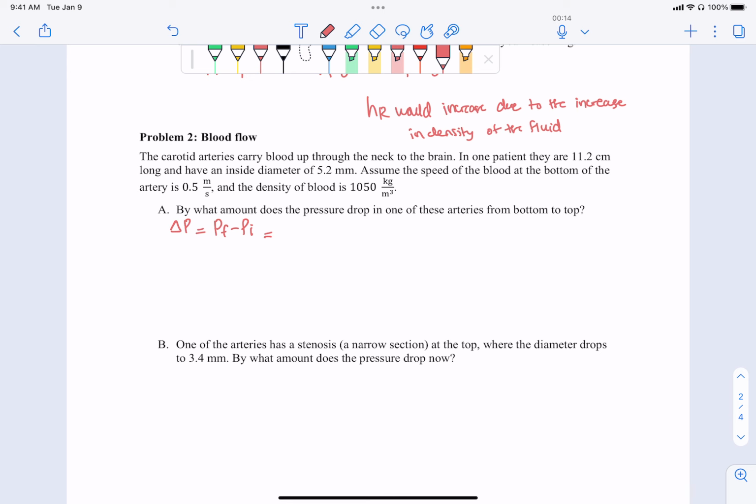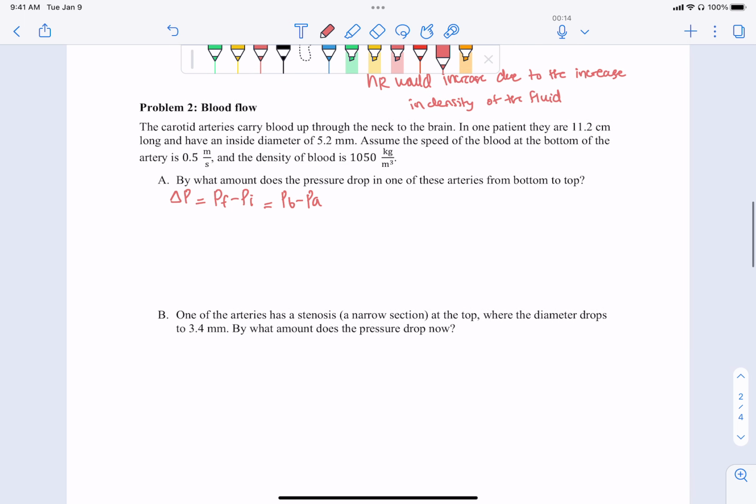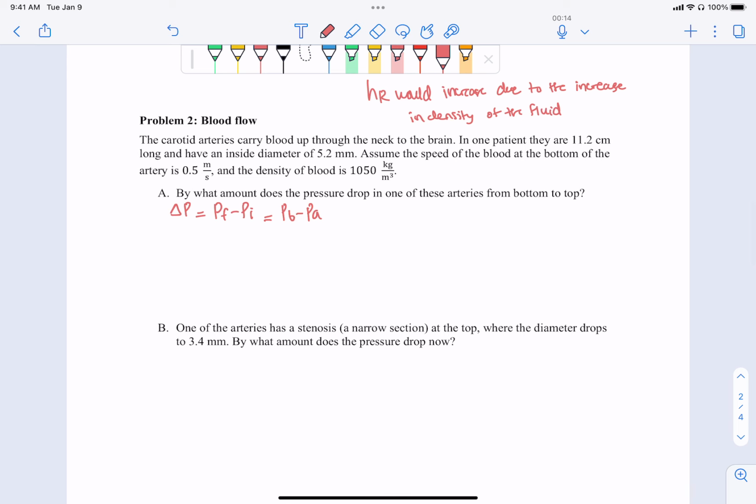You could say that's PB minus PA or PA minus PB. Whatever it is, you're just going to get either a negative or a positive answer. But I'll just say PB minus PA so we can get a positive answer, so we can say that it drops by this amount, right? Anyway, that's how to set it up first, to recognize that pressure drop means a pressure change, right?